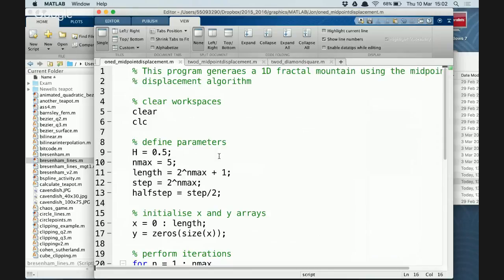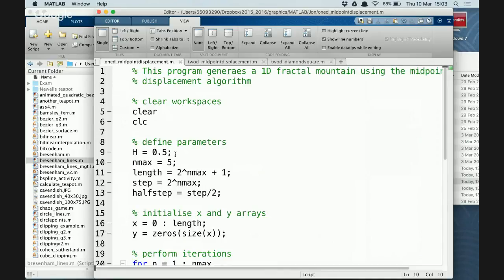So this is my code for drawing a 1D fractal mountain. At the top of the code, I have my roughness parameter as a half. My n max, that's the number of iterations I'm going to go to. Don't have n max being 10 or 20 because it will take forever, because the amount of work you have to do at each iteration follows an exponential function. So n max is my maximum number of iterations.